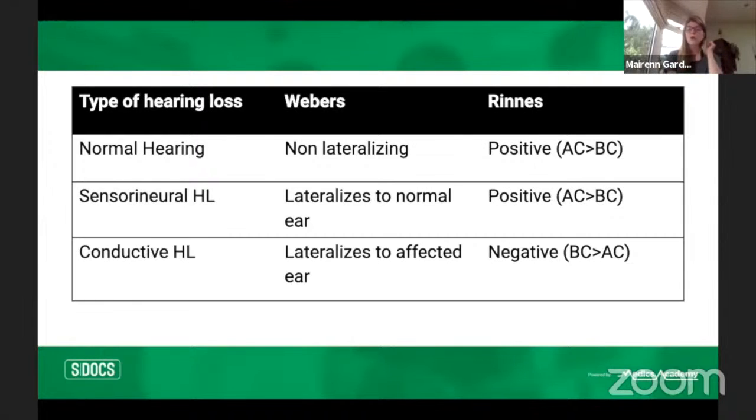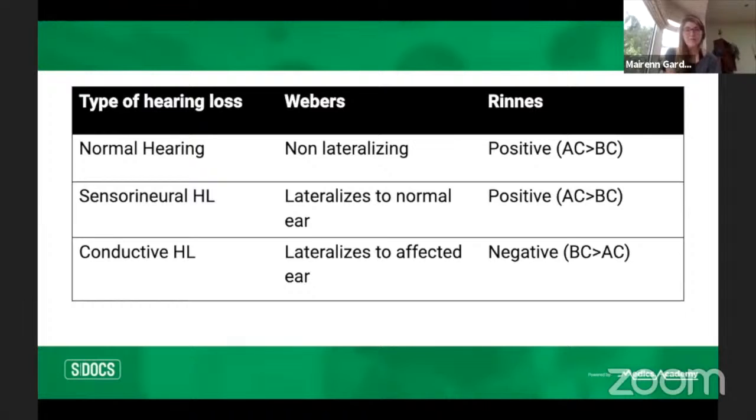So when you move the tuning fork from the mastoid to in front of the ear, they'd be able to hear it. Sensory neural hearing loss will also have a positive Rinne's test and will lateralize to the normal ear. I'll go over a case just to, again, go over this again.